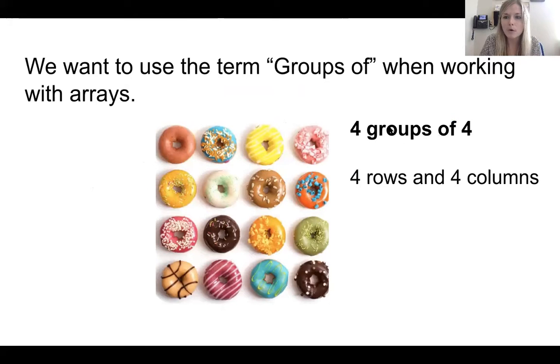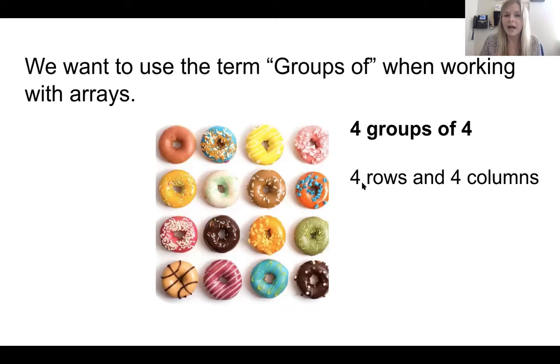So here we have 4 groups of 4. If I'm looking at my rows and my columns, I can easily see those groups. I can see that I have 4, 4, 4, and 4. So I have 4 donuts in each row. And then I also have 4 donuts in each column. There are 4 groups, each with 4 in them, 4 groups of 4. 4 rows and 4 columns.